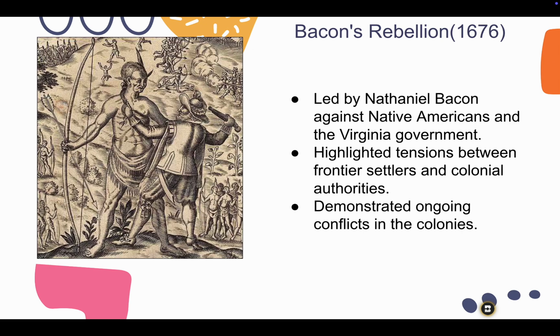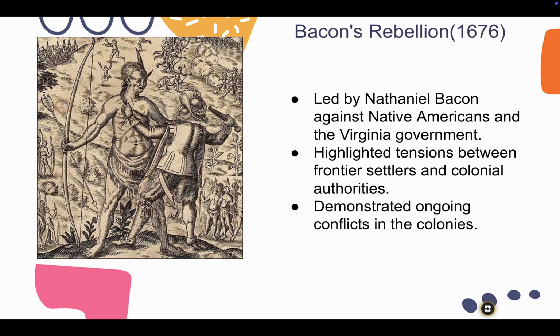Eventually, what's going to happen is Nathaniel Bacon dies. I think he dies of pneumonia or sickness or something like that. A few weeks later, the rebellion fizzles away. It dies when the leader dies also. But what it does is highlight this tension that is constantly going to be there between the colonials, between the frontier settlers and the Native Americans.